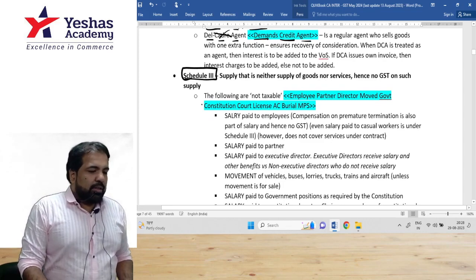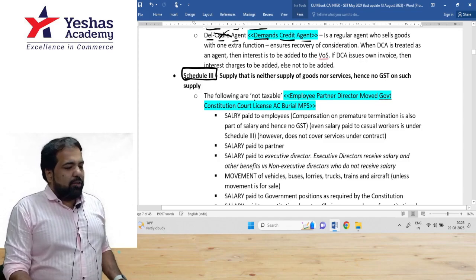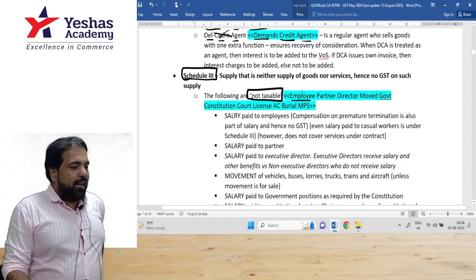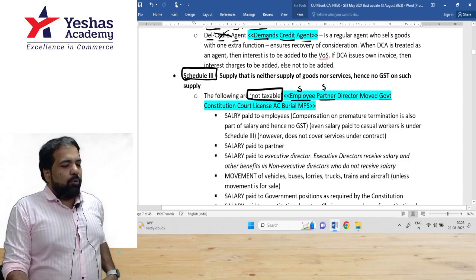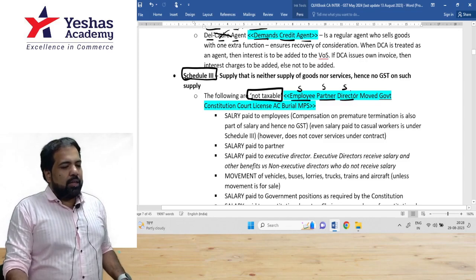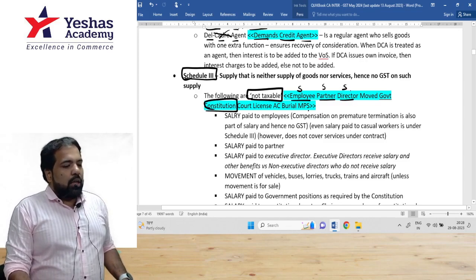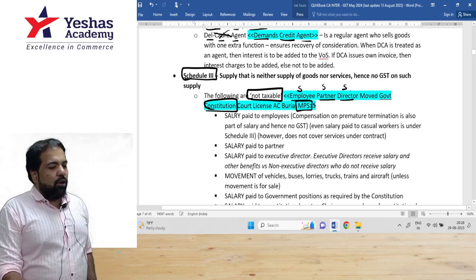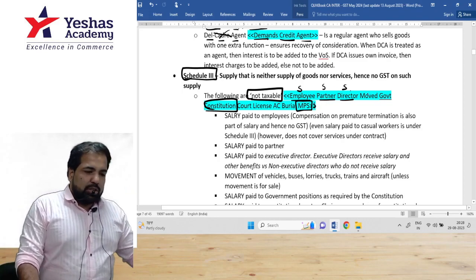Next, supply, Schedule 3. Is it a negative list? In this case, guys, is there anything which is taxable? No. Employees getting what? Partners getting what? Senators, constitutional positions, MPs, MLAs salary. On any salary, guys, there is no GST.